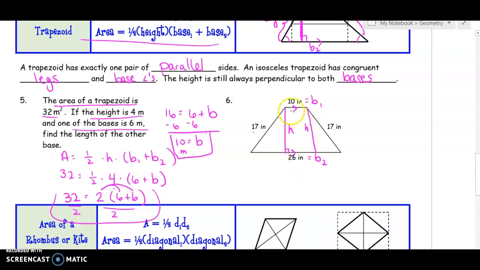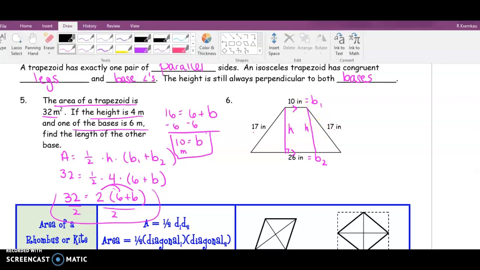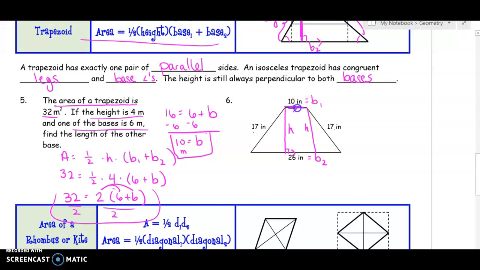Okay? What's going to happen is we need to find the height. What we're going to notice is if this piece here is 10, this piece here has to also be 10 because it's like a rectangle. And then we knew that this whole thing was 26. We've used up 10, which means that we have 16 left. This piece and this piece are going to have to be the same. All right, so if this is 16, cut it in half, this piece will be 8, and this piece will be 8. And now we can focus on one of these triangles.